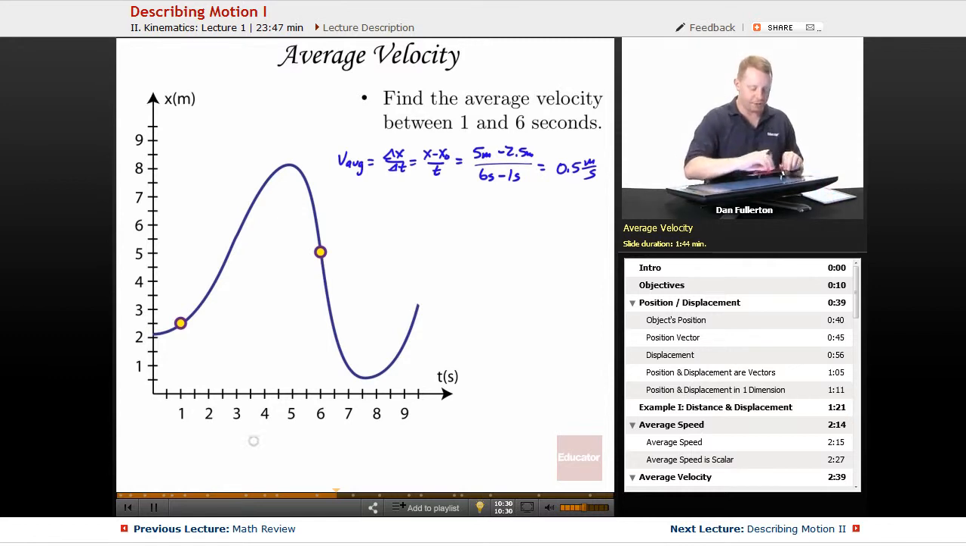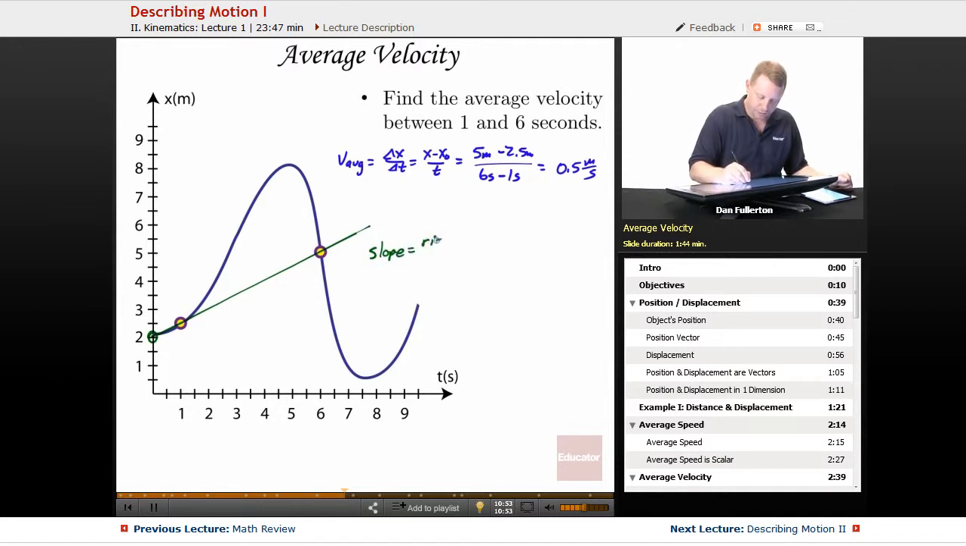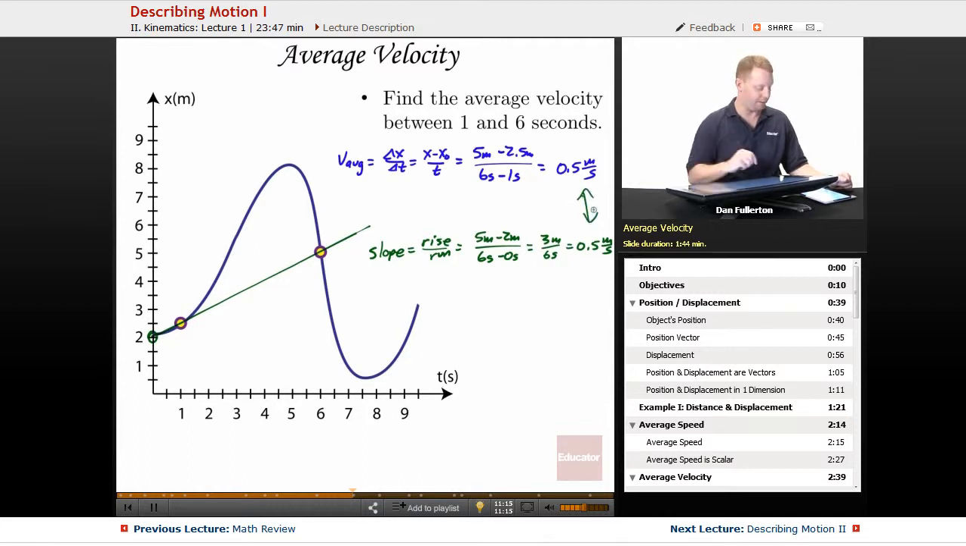Interestingly, though, we could also look at the slope here. If we try to take the slope for those 2 points, we'll pick a couple points on our graph. Looks like an easy one to pick will be 0, 2. And I'll also go over here to 6 seconds and say that we're at 5. So our slope is rise over run, which is going to be 5 meters minus 2 meters over 6 seconds minus 0 seconds, or 3 meters over 6 seconds, which is 0.5 meters per second. The slope of the position-time graph gave us the same thing as velocity. It does give you the velocity.